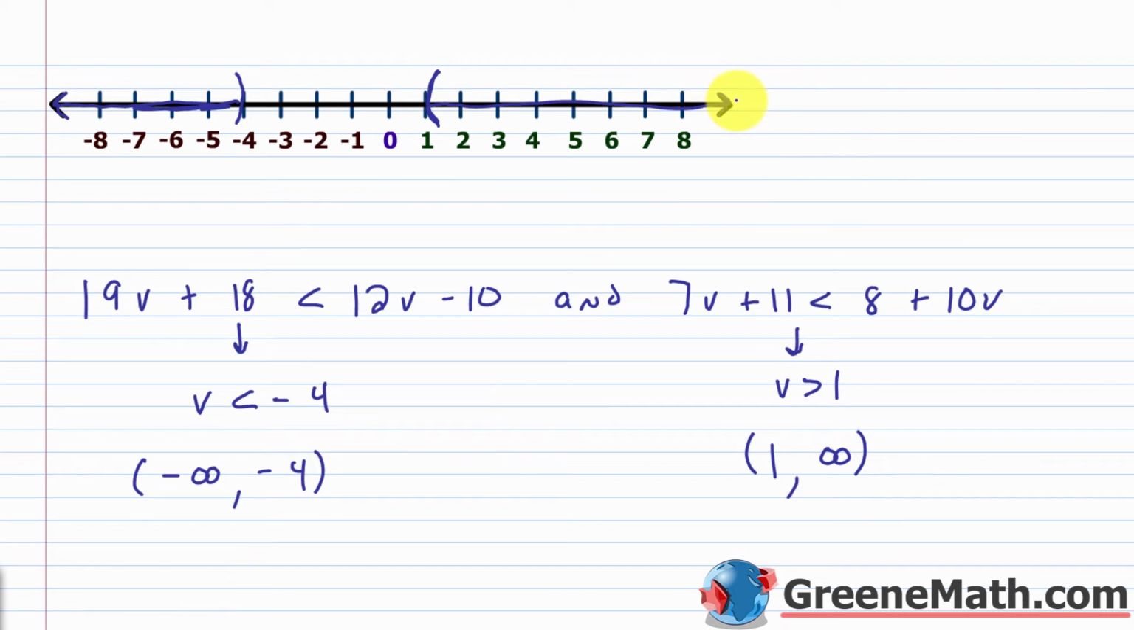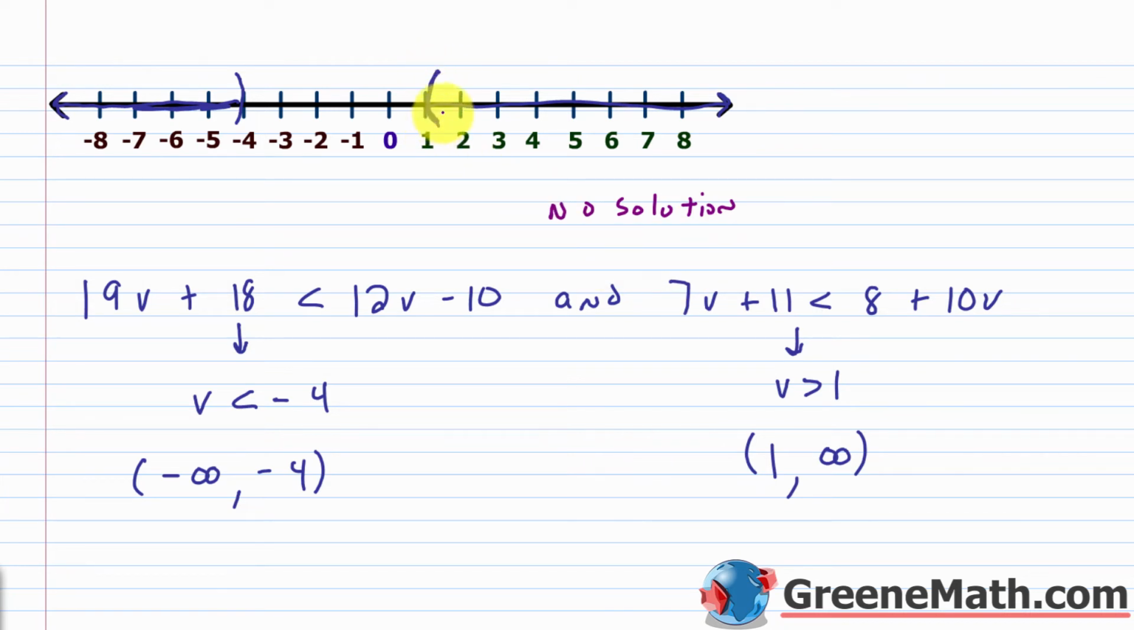Do you see a problem with this scenario? There's a solution for each part of the compound inequality, but the compound inequality itself has no solution. Why is that the case? Because it has to overlap. It has to be a solution for each, and that doesn't exist. There's no solution here. No solution.